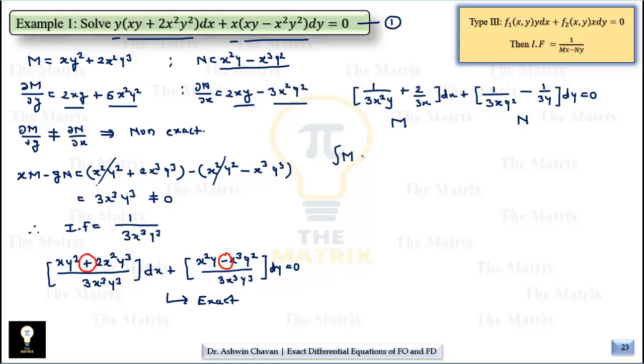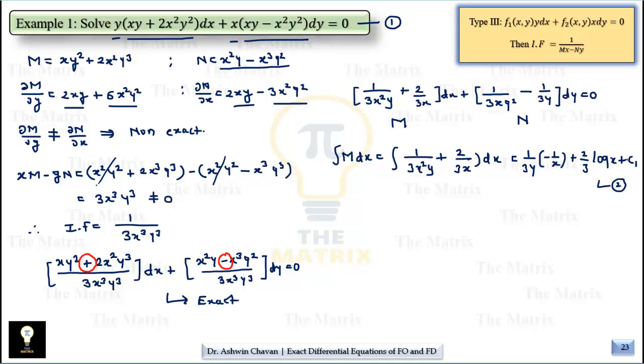We integrate M with respect to x. We get 1 upon 3y times the integral of 1 upon x square, minus 2 upon 3 times the integral of 1 by x, with respect to x. Here 1 upon 3y is constant, and 1 upon x square is the derivative of minus 1 by x, so its integral is minus 1 by x, plus 2 by 3, and the integral of 1 by x is log x, plus c1 as some integral constant. We call it equation 2.